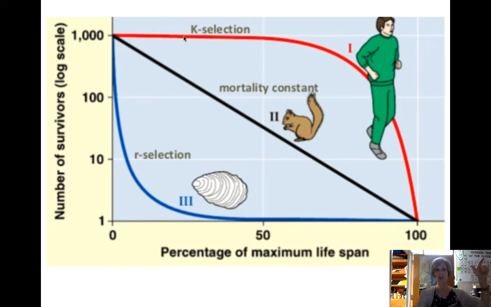So we have a high survivorship and we have a longer lifespan. So we don't produce as many offspring, but we put a lot into them, and we have a longer lifespan. And so that's our survivorship curve as humans.